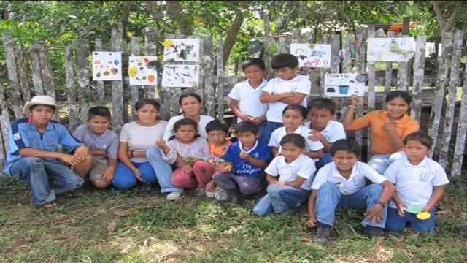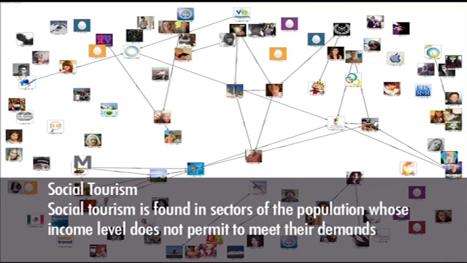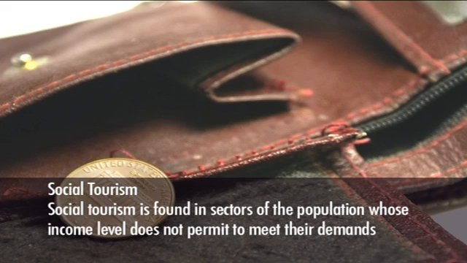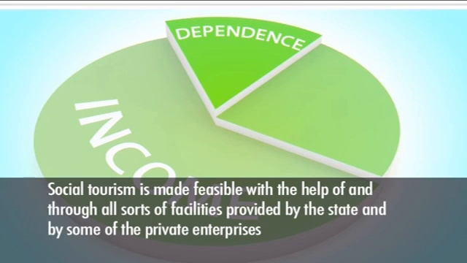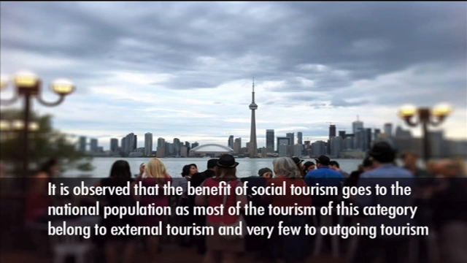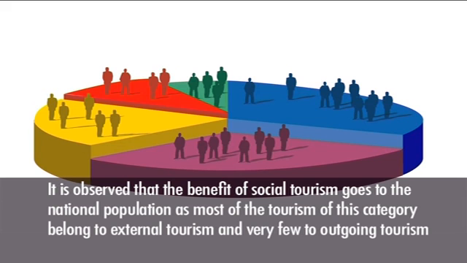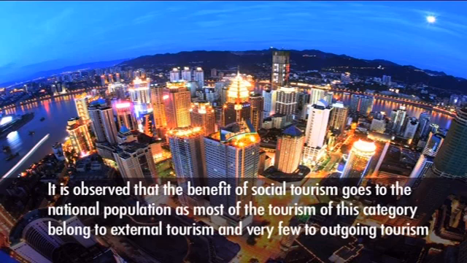Juvenile tourism. This classification of tourism is based on the information and education of tourists. Social tourism. Social tourism is found in sectors of the population where income level does not permit to meet their demands. Social tourism is made feasible with the help of and through all sorts of facilities provided by the state and by some of the private enterprises. It is observed that the benefit of social tourism goes to the national population, as most of the tourism of this category belongs to external tourism and very few to outgoing tourism.